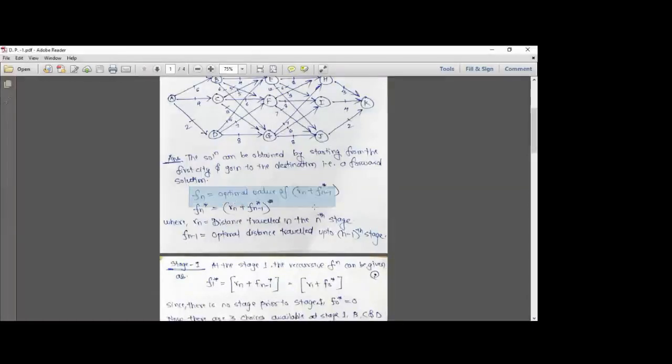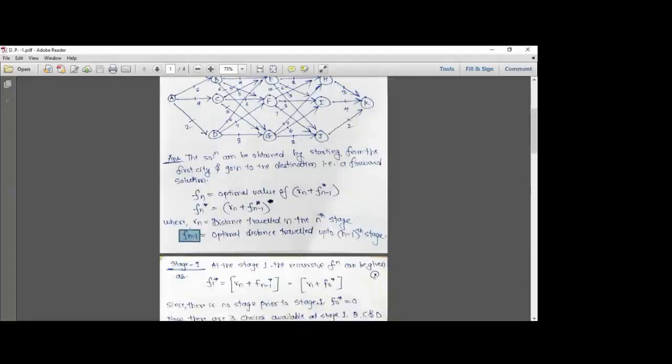The recursive function Fn is equal to the optimal value of Rn plus Fn minus 1 star. So your recursive function is normally given like this: Fn star is equal to Rn plus Fn minus 1 star, where Rn is the distance traveled in the nth stage. You can even say, in the generalized manner, it is the time traveled in the nth stage, and Fn minus 1 is the optimal distance traveled into the n minus 1 stage. Here I forgot to give a star.